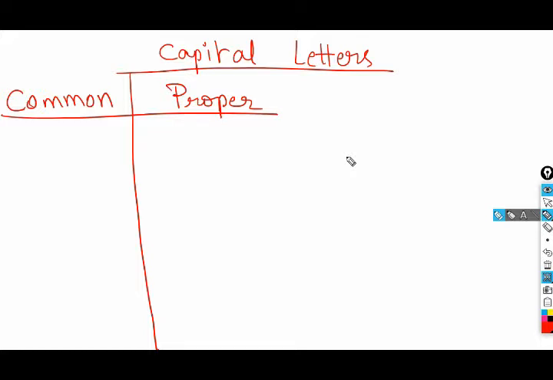Common nouns are written in small letters, proper nouns start with a capital letter. So based on this analysis, you will observe the words that I am going to dictate carefully and then place them either under common or under proper. So let me begin giving you the words.